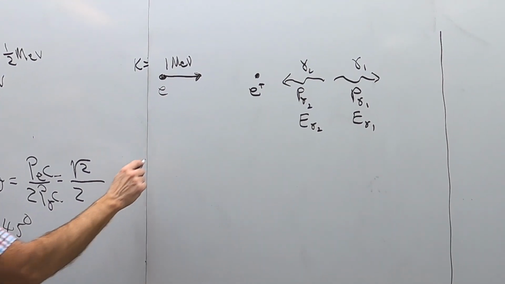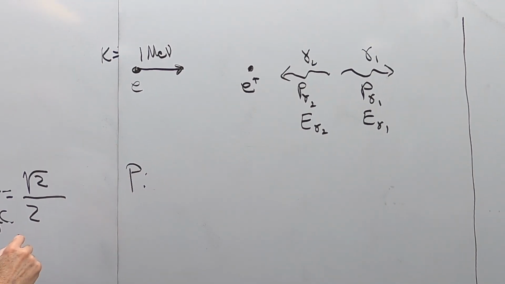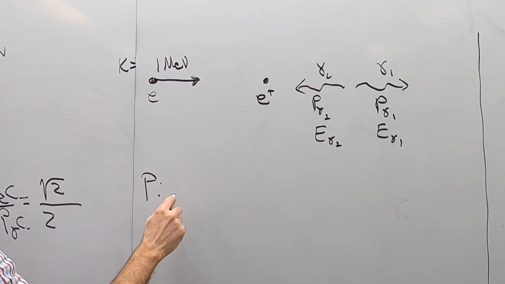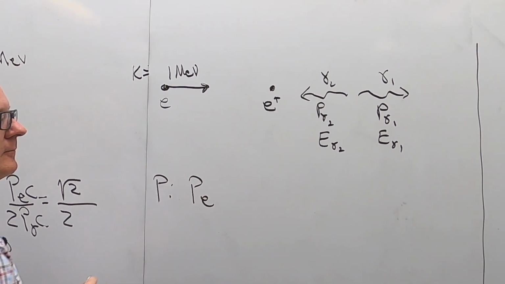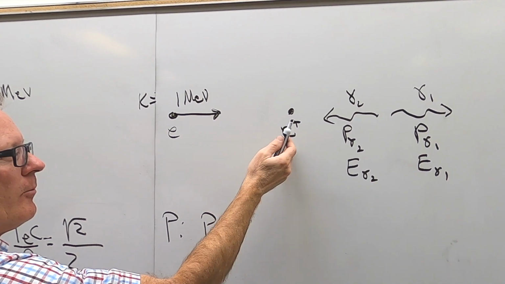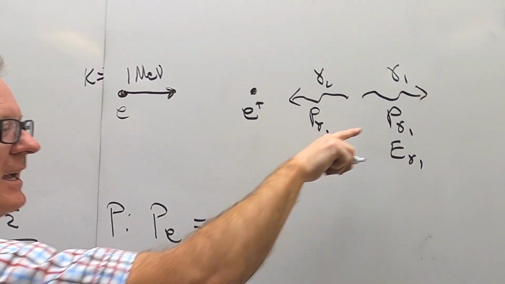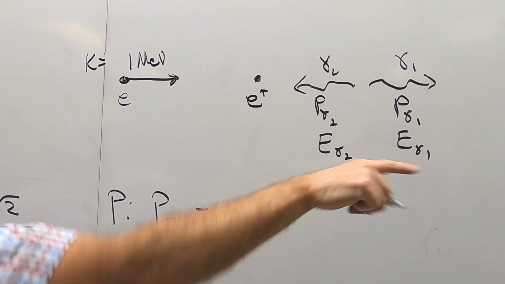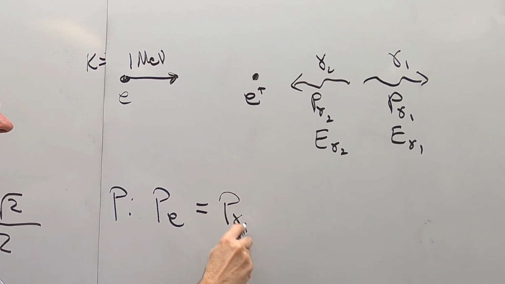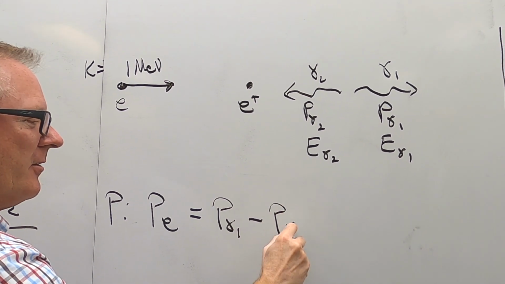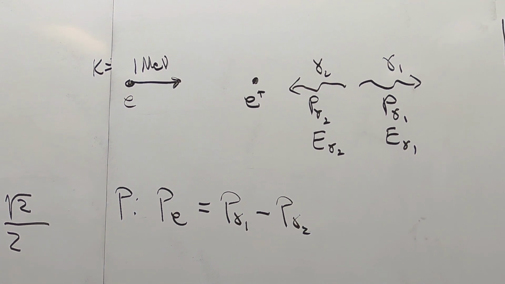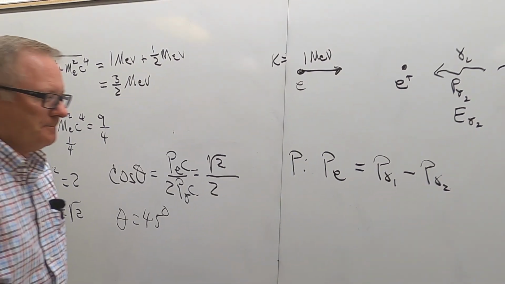So if we write out the momentum equation first, the momentum of the electron has no momentum, and then afterwards you got P gamma 1 going that way, I'm calling that way positive, P gamma 1 minus P gamma 2. Okay, so there's your momentum equation.